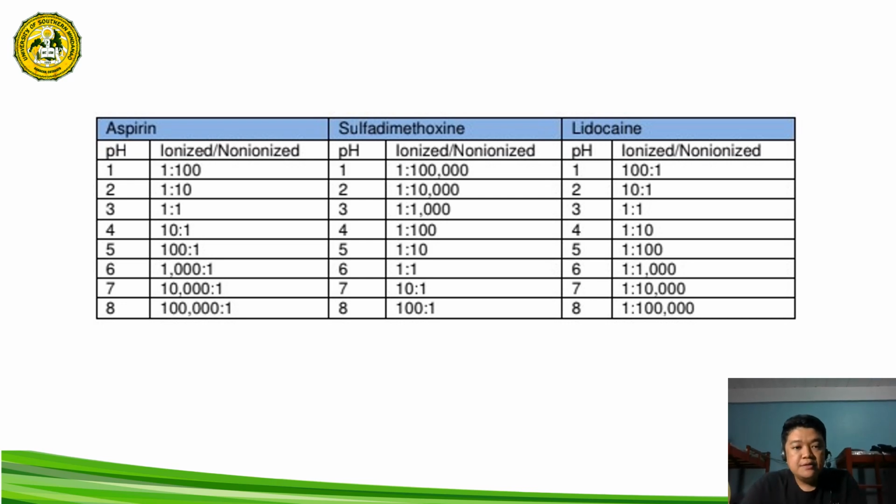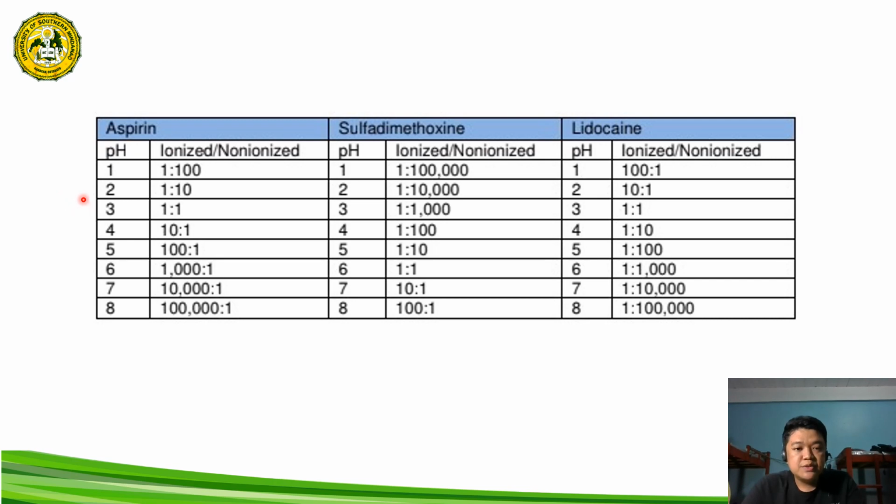So at this table, we have three different drugs. Now we have aspirin, sulfadimethoxazole, and lidocaine. Aspirin and sulfadimethoxazole are acidic drugs, while lidocaine is a basic drug. As you can see here, the pKa of aspirin is equal to 3. Now, at a pH of 3, the ratio of ionized to unionized form of aspirin is equal to 1.